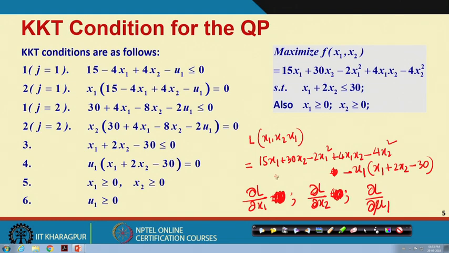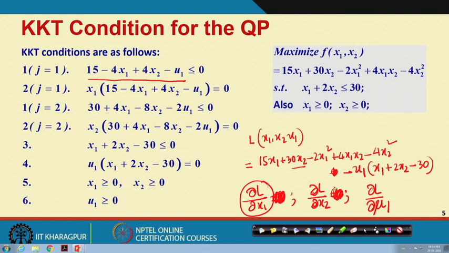So, let us take the differentiation first with respect to x 1. So, what we get? 15, then nothing here, minus 4 x 1 plus 4 x 2. So, this term is over and here minus u 1. So, can you see that this will be our del L del x 1.